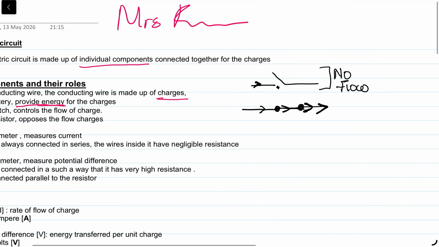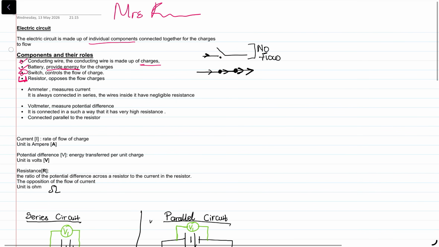And then moving on, we have what we call a resistor. A resistor is there to oppose the flow of charge. It is there to oppose the flow of charge.